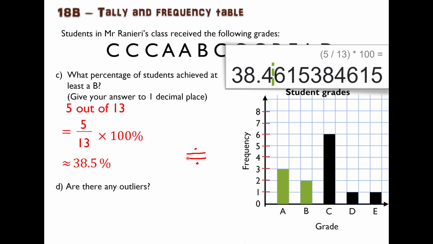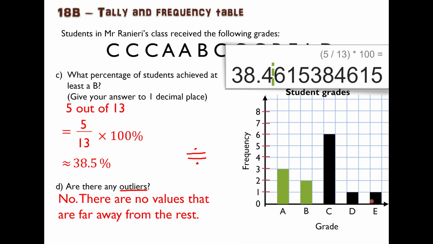I've rounded it off. We have one last question, which uses a word that I don't think I've taught you yet, called outliers. Are there any outliers? Outliers are results that are very different from the others. They're very far away from the other results. Are there any results that were very different from the rest of them? No, there are no values that are far away from the rest. Maybe if everyone got an A and only one person got an E, then that would be an outlier because it is just so different from the rest of the data.